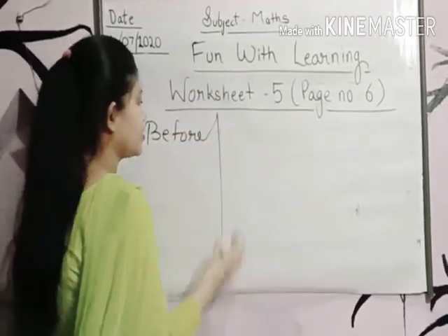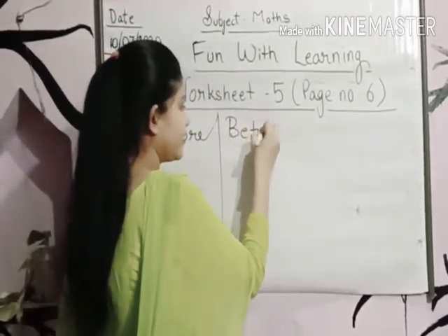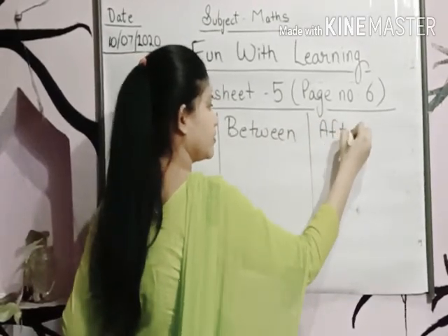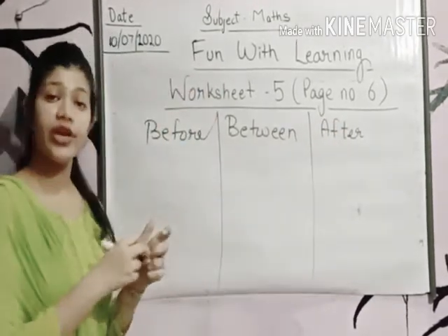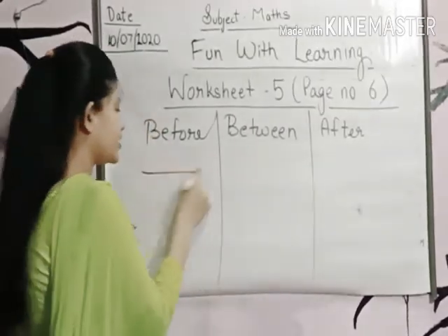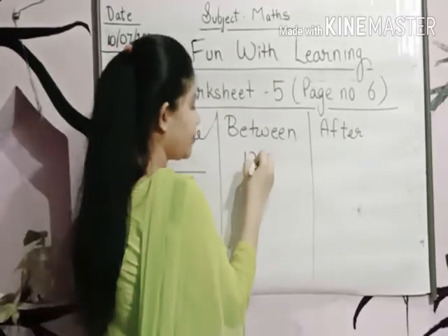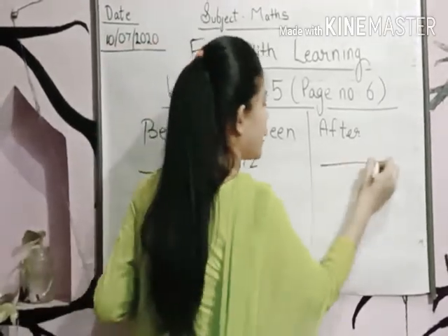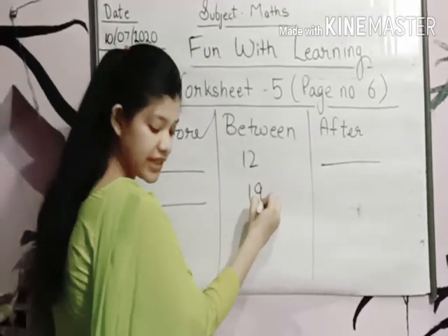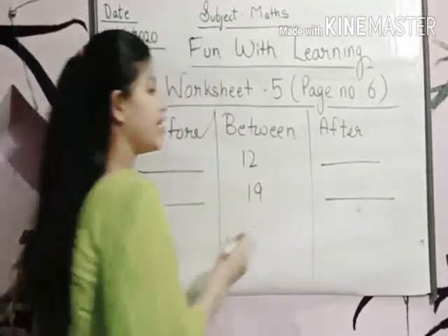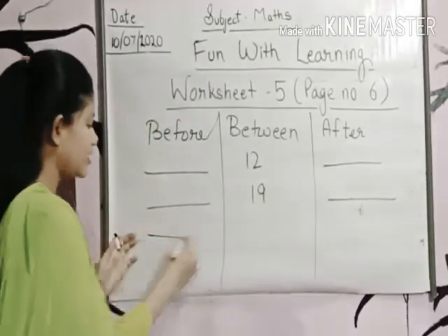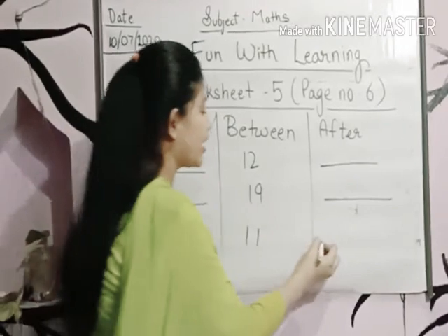Before, between, and after. Yes, there are three columns. Now what you have to do? See, somewhere a blank is given over here, a between number is given over here, and then a blank is again given over here. Then next is dash, 19, dash. Yes, okay. Now see question number 3, that is dash, 11, again dash.